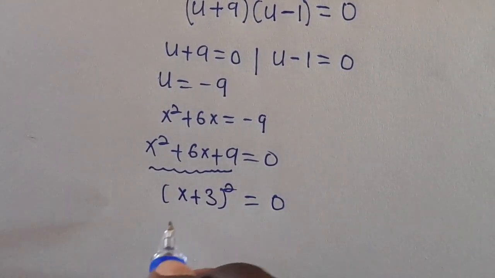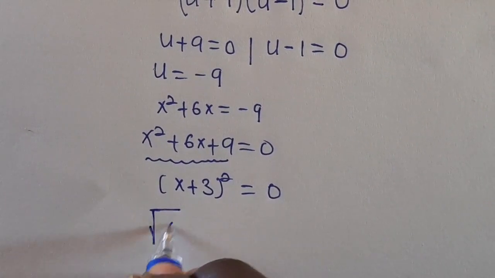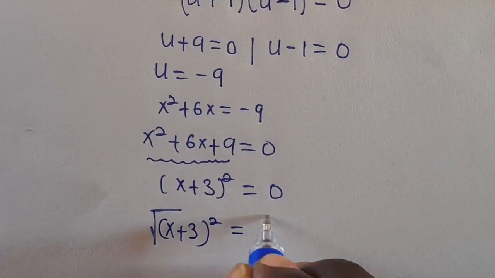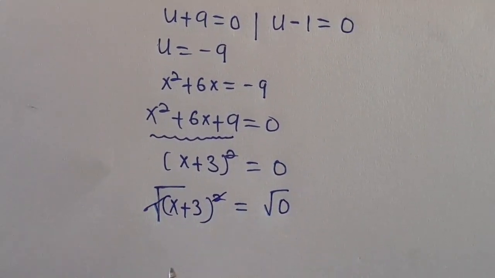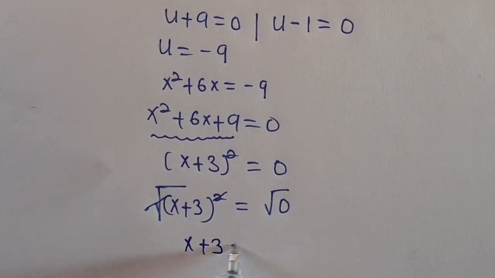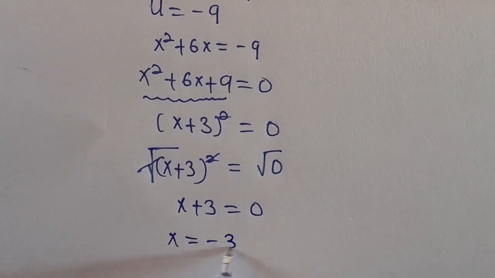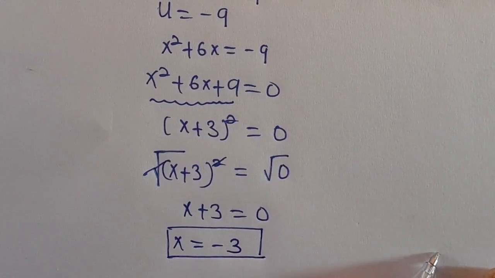Now, by taking the square root of both sides, we have the square root of (x + 3) squared and the square root of 0. This will easily take away the square, so we have x plus 3 equals 0, then x equals minus 3. This is the first real solution.